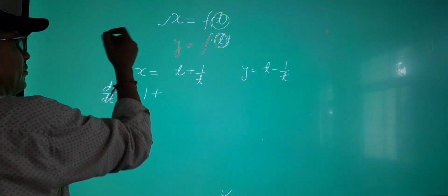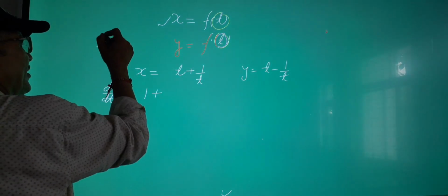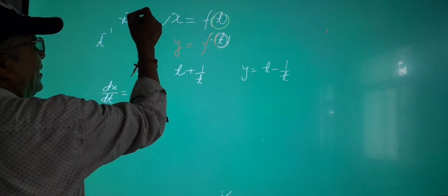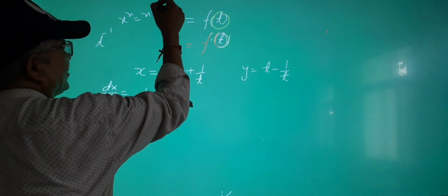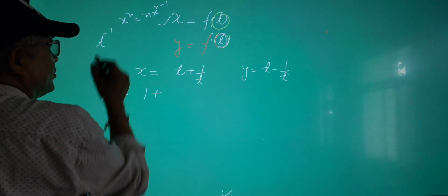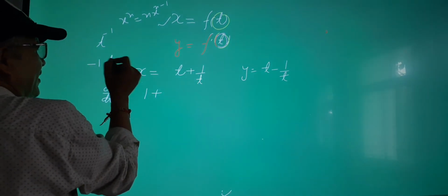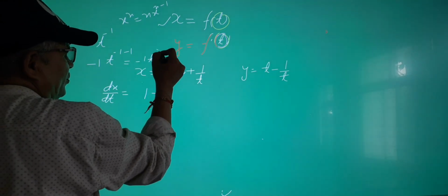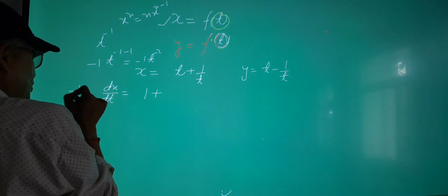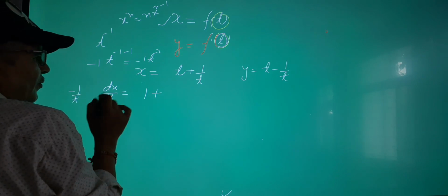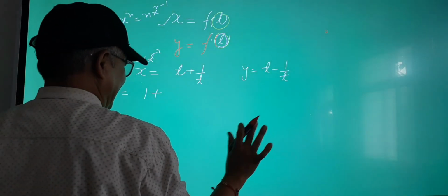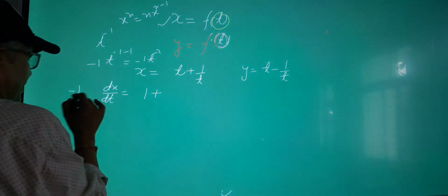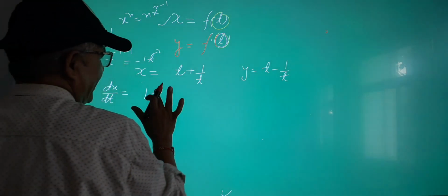So 1 upon t, recall from class, is written as t to the power minus 1. This is of the type x to the power n, and the derivative of x to the power n is n x to the power n minus 1. So writing here, it is minus 1 t to the power minus 2, so it is minus 1 upon t square. You have to remember that the derivative of 1 upon t is minus 1 upon t square, remember. So here it will be what?